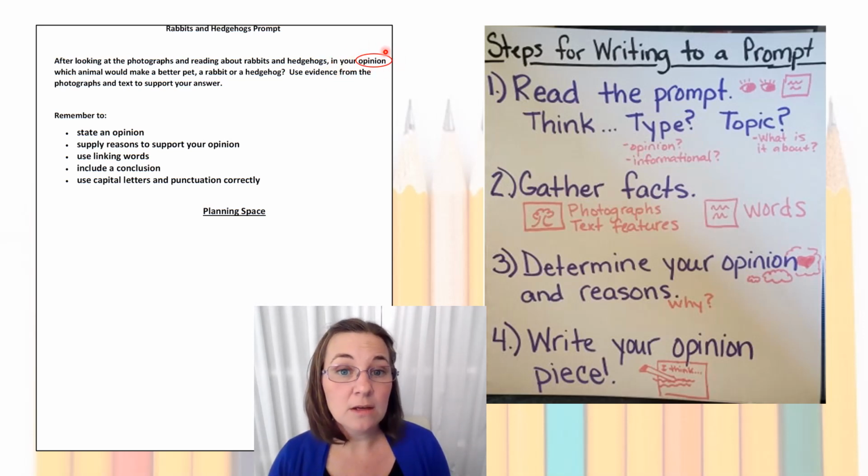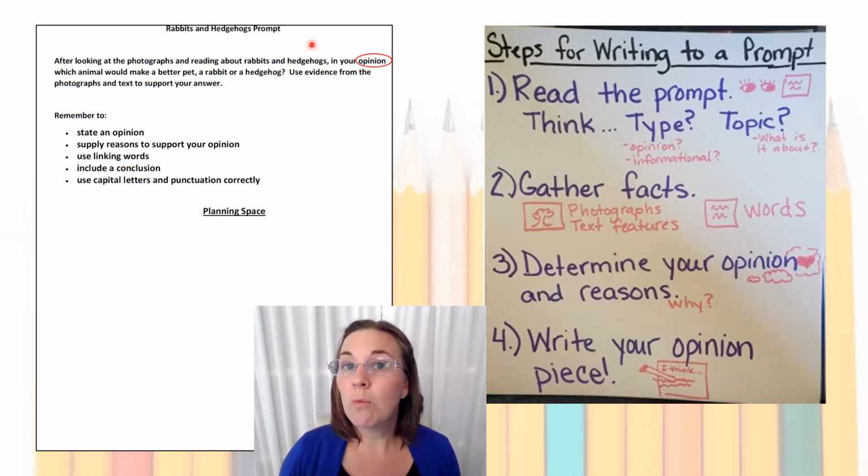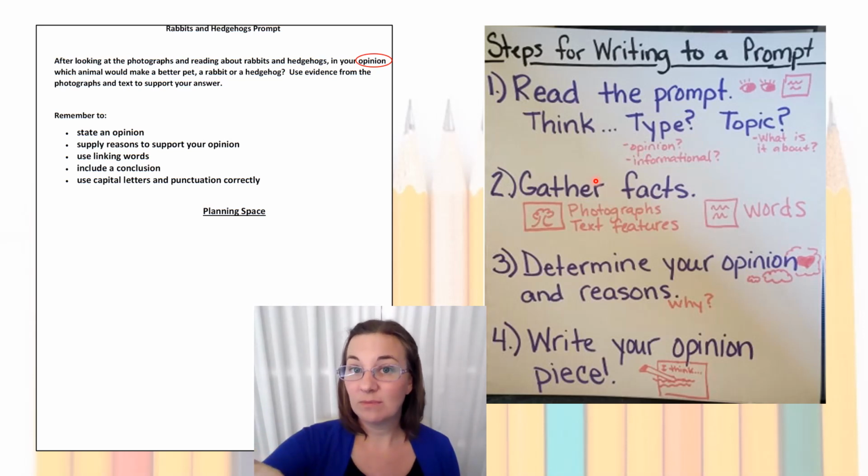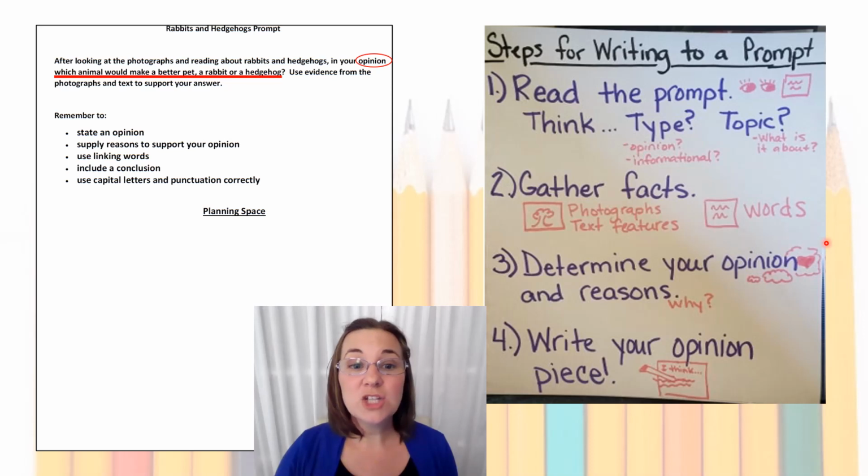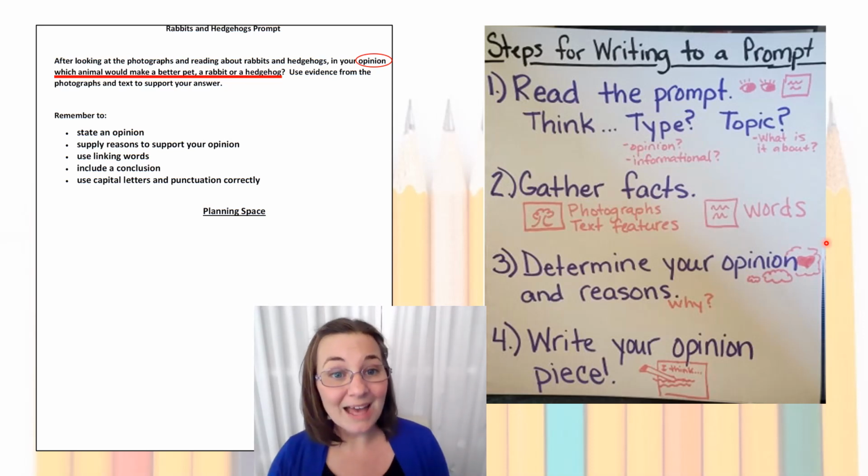Circle opinion. So this is going to be a writing where you tell your thoughts and your feelings and support those with reasons. But we need to know what we're writing our opinion about. So what's the topic? What is it about? Can you say? Good. Let's underline that. Which animal would make a better pet, a rabbit or a hedgehog?